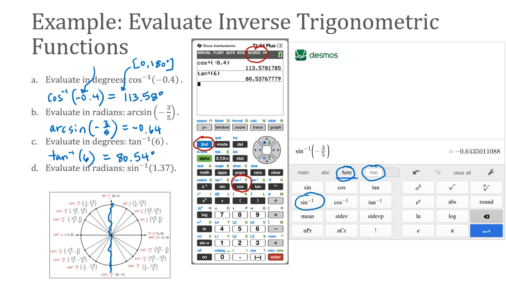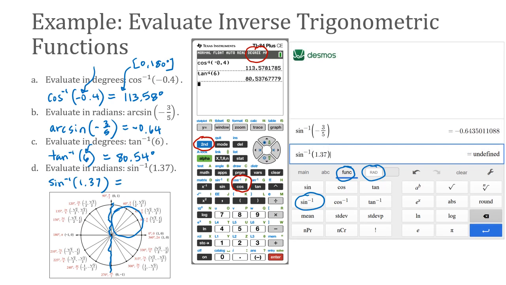Because the tangent output, or input in this case for the inverse, is positive, I did expect to see an answer in the first quadrant, and sure enough it is. One last one, let's do sine inverse of 1.37. What does that equal?